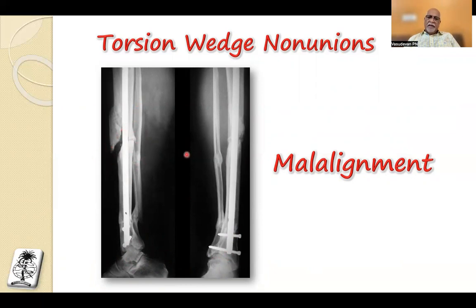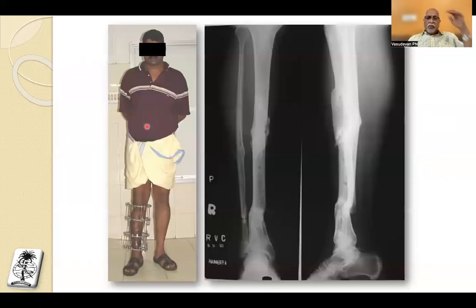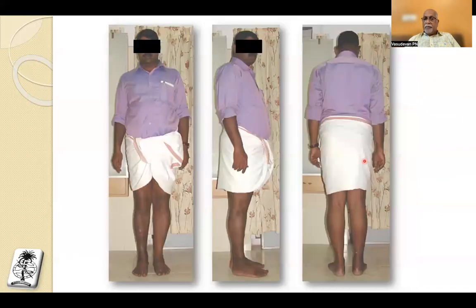So what is the strategy now? I have to remove the nail, remove the screws, do an osteotomy here, correct the malalignment, and fill the defect by bone grafting. So that is what I have done. I did an osteotomy there, corrected the deformity, and filled the gap by appropriate bone grafting. And that is the final result. You can see that side is much more straight than the opposite side.